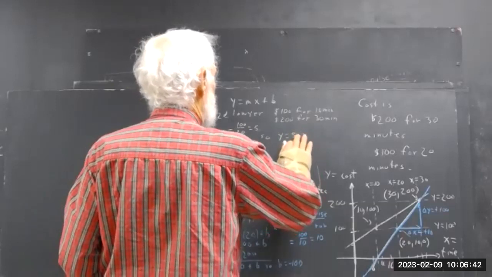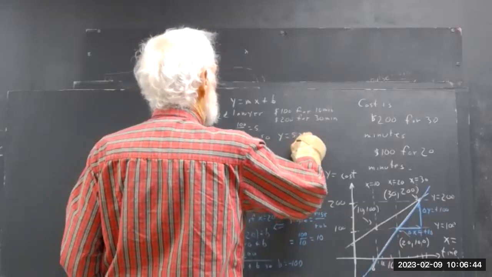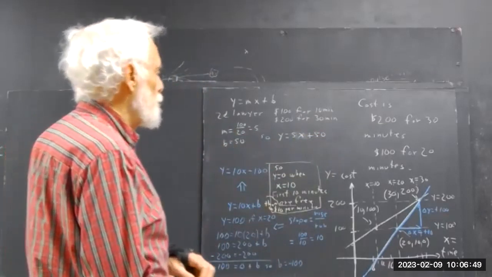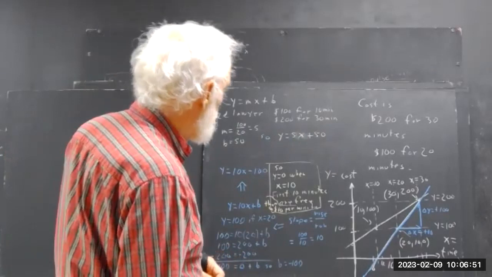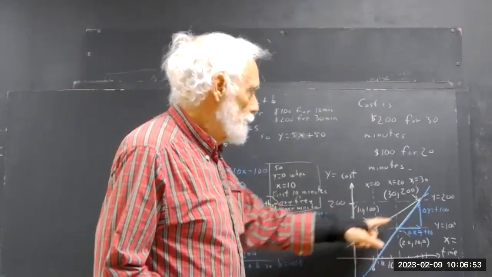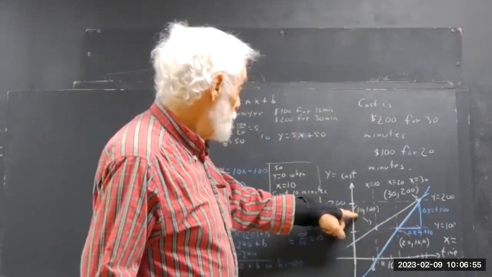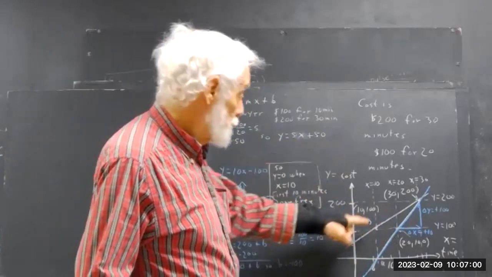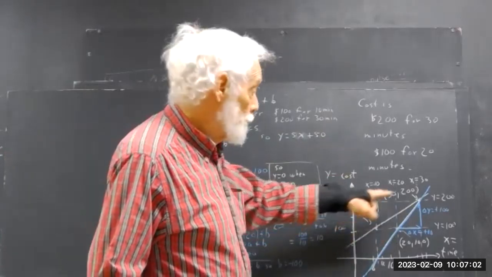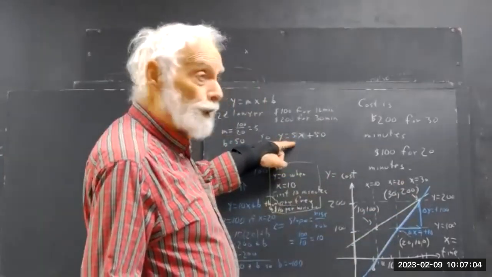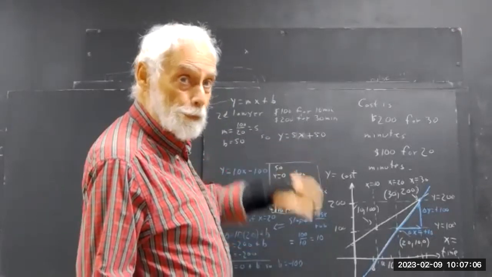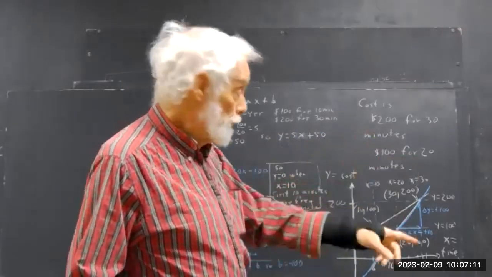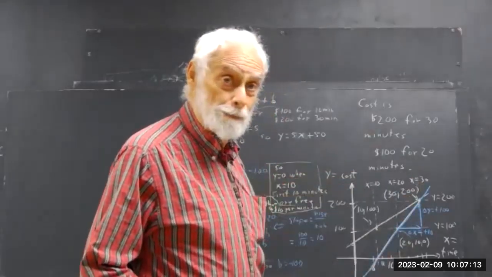And 5x plus 50. Is that right? Does that fit the data? Well, if x is 10, 5x is 50, and you have 50, you get 100, which is exactly what you should get. And what if x is 30? Well, 5 times 30 is 150, plus 50 is 200, and that matches this point.